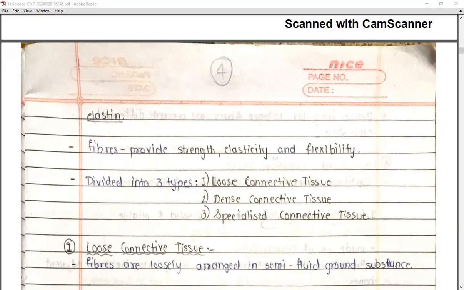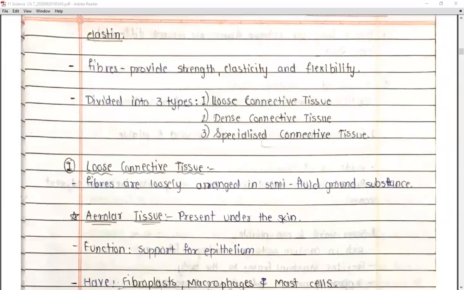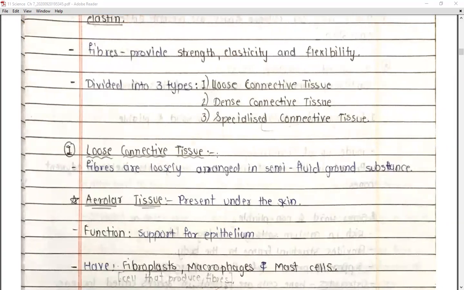Second, elasticity and flexibility, that is how flexible and elastic in nature the cells are, right? So these fibers provide three things: the strength, elasticity, and flexibility. Next, connective tissue is divided into three types: loose connective tissue, dense connective tissue, and specialized connective tissue. The first is the loose connective tissue.